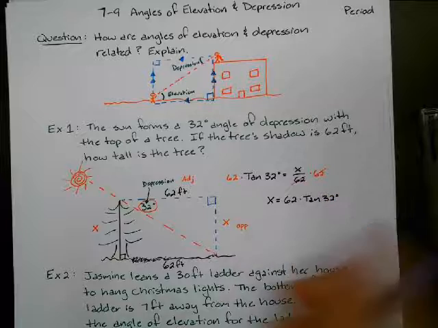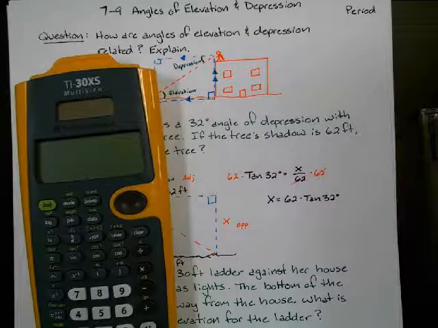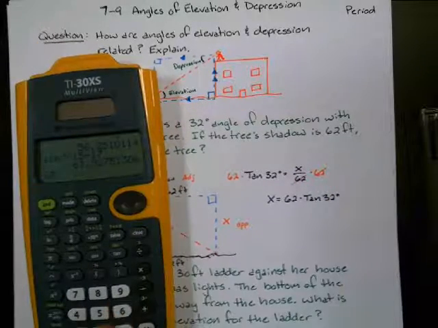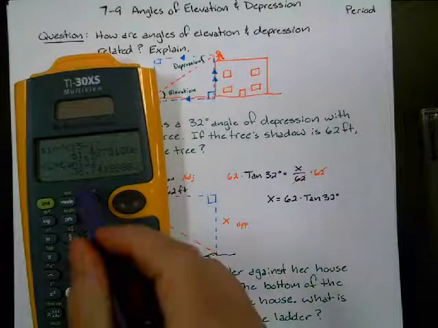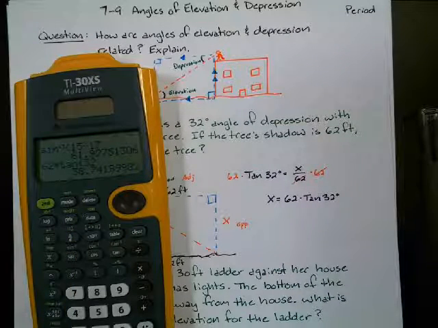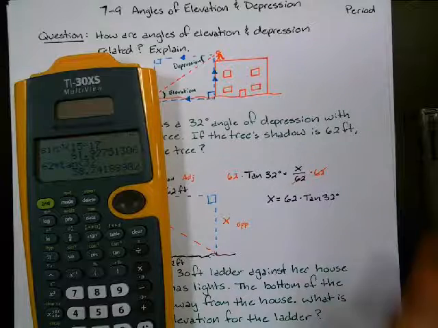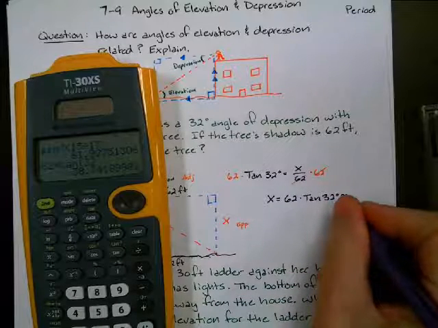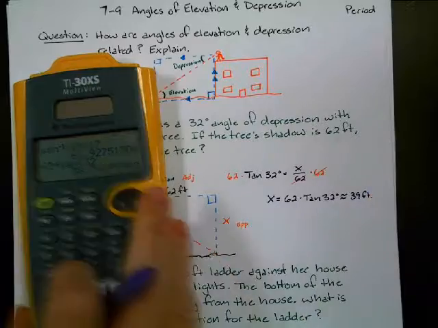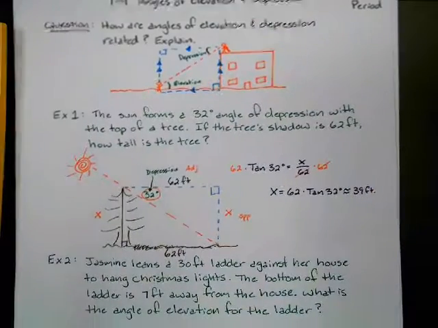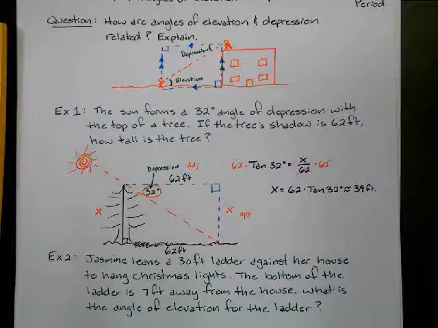So we just pull out our calculators. 62 times tangent 32 comes out to 38.7. Let's just say it's 39 feet tall approximately. So we would say it is approximately 39 feet tall. And now we have the height of our tree. And a beautiful picture that you can put up on your wall.